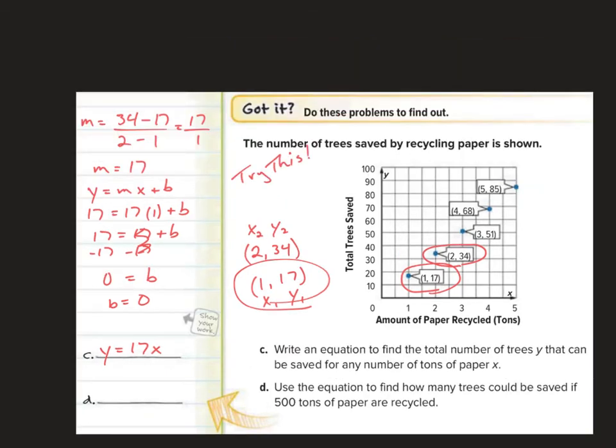Now I can use my equation to solve d. Use the equation to find how many trees could be saved if 500 tons of paper are recycled. So I just plug in 500 for x in my equation. Y is equal to 17 times 500. And when I multiply 17 times 500, I get 8,500. So y is equal to 8,500 trees.